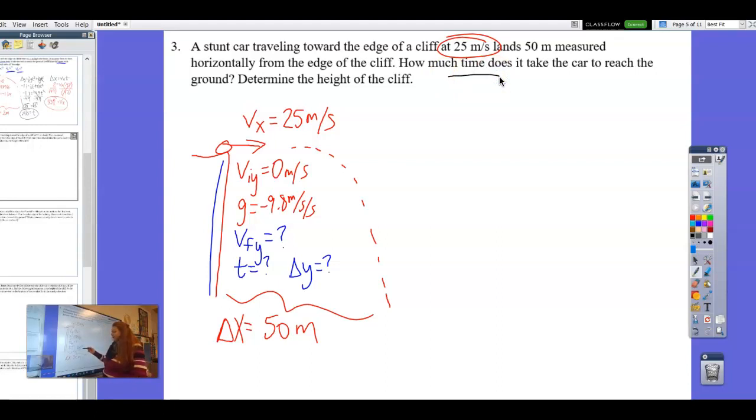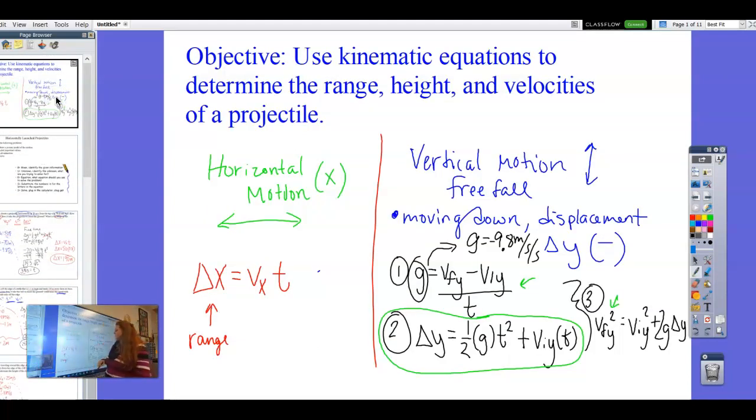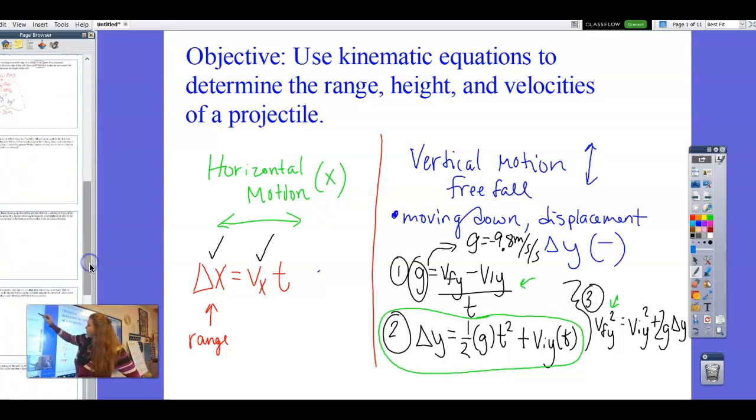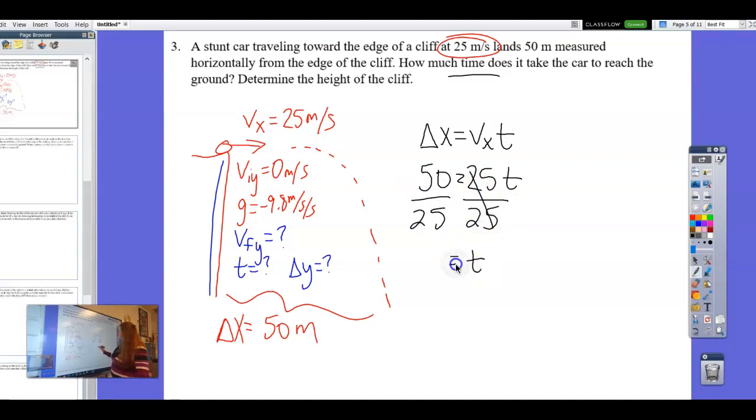Because I don't know delta y, I can't use my delta y equation, the one that we've been using, to find time. I'm going to have to use a different equation. Now I can't use an equation from the vertical motion, but I know delta x and I know Vx. So finding time is going to be much easier in this case. I'm going to use this equation: delta x equals Vx times time. Delta x is 50 meters. Vx is 25. So now we can solve for time. Time is going to be 2 seconds.